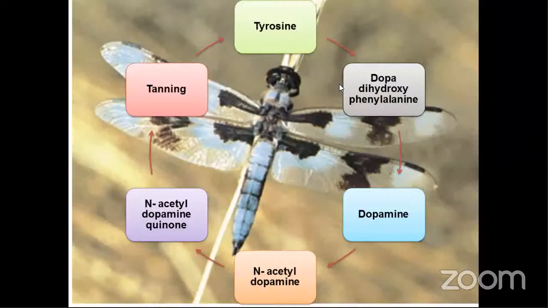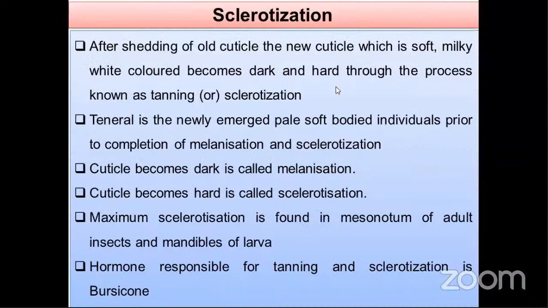Yes, sir, you can see here. Teneral refers to newly emerged, pale, soft-bodied individuals, that's why we call them teneral. In sclerotization, first they secrete milky substances, which is called teneral. After completion, it can turn into melanization or sclerotization. If it is dark, we call it melanization. If it is hard, we call it sclerotization.